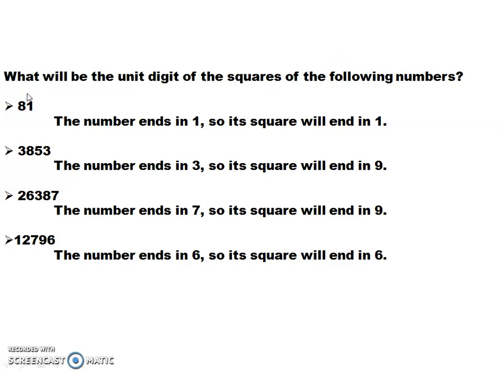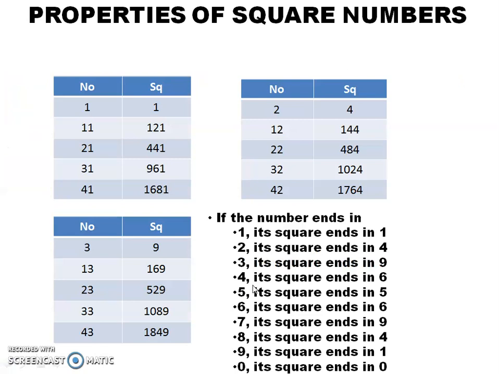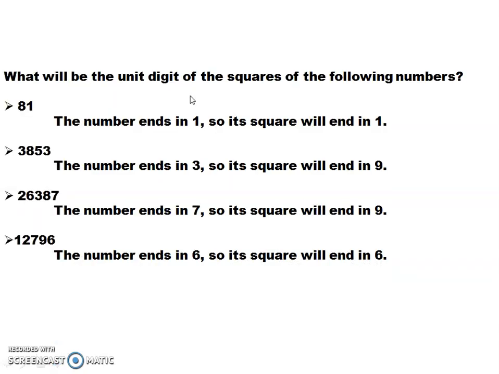81. The number ends in 1. According to the previous property, if the number ends in 1, its square ends in 1. So, if the number is 81, its square will end in 1. Without finding the squares, you can tell me what is the digit in its units place.